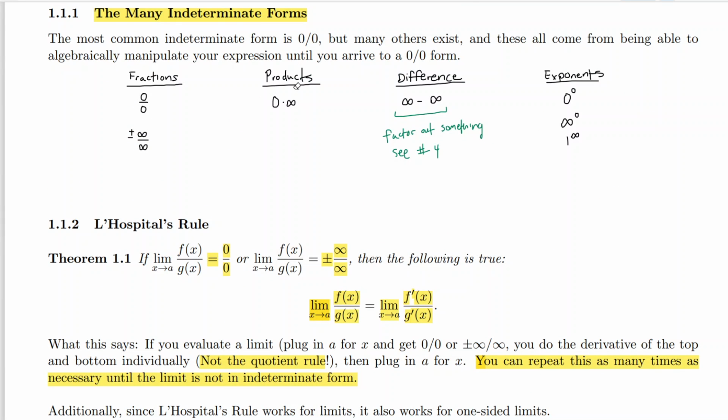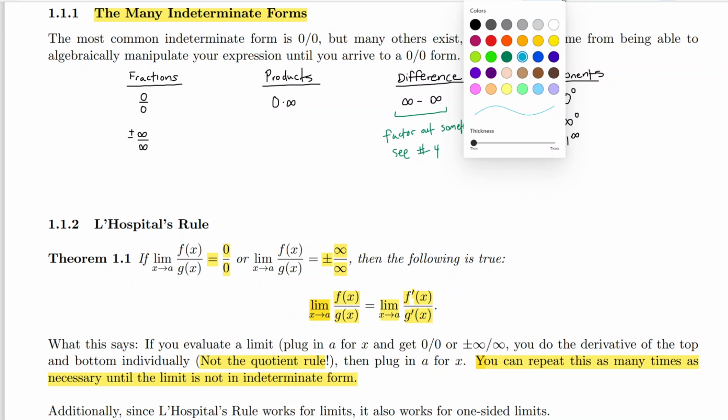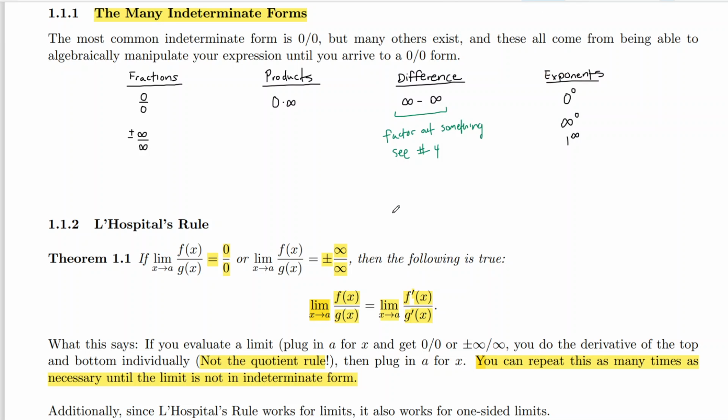So products we haven't talked about, 0 times infinity. We'll see that in this problem, but I also have another problem to do. And then the exponential forms are 0 to the 0, infinity to the 0, and 1 to the infinity. Now, I very briefly wanted to explain why 0 to the 0 and infinity to the 0 work like that.